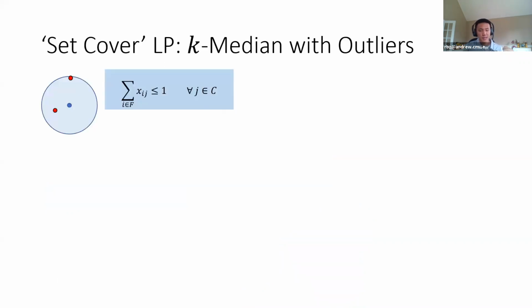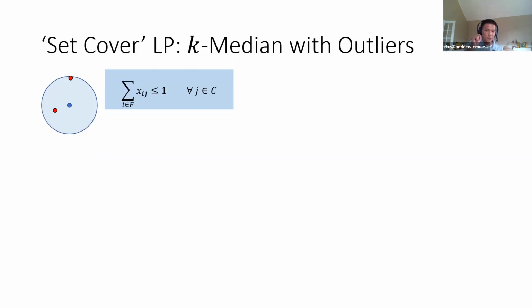So in particular, we want to write down a set cover type LP for the k-median with outliers problem, so a different LP. I've transferred the main ideas from the previous slide to this slide. We just have the same constraint highlighted in blue, which is that I can serve each client at most once. And remember, we solved the LP to get an optimal solution.